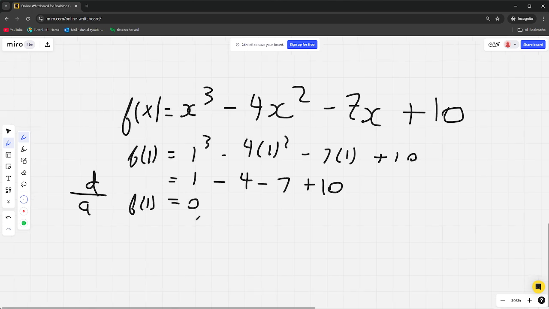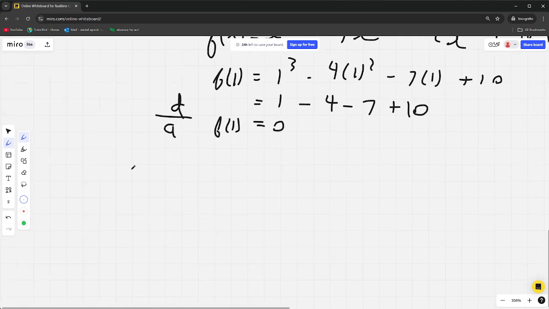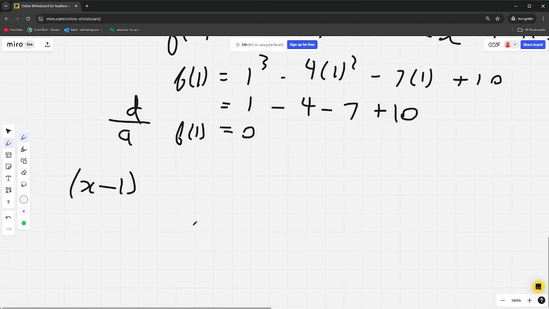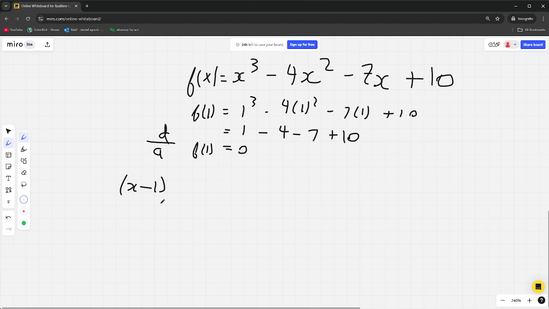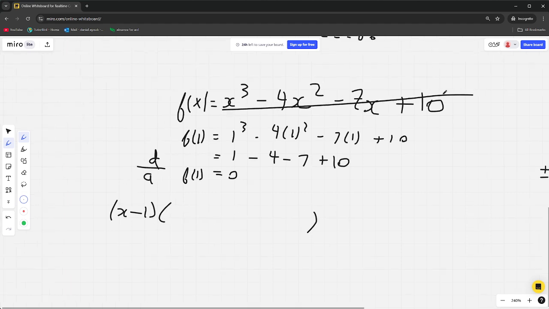What does that mean for our formula, though? Well, that means we can factor out an x minus 1. Okay? We know when x is 1, we're going to have a root in this function. So what do we do now? X minus 1 times what, right? We can't easily see what we need to factor out of this.